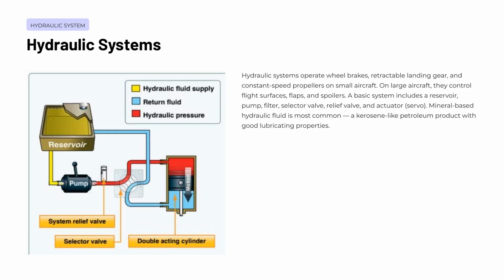The fluid itself is just as important as the hardware. The most common type used in general aviation is a mineral-based hydraulic fluid, which is a petroleum product with a kerosene-like consistency. It's valued for its excellent lubricating properties, which help protect the internal components of the system. Always ensure you're using the correct fluid type specified for your aircraft, as mixing incompatible fluids can cause serious damage to seals and other components.